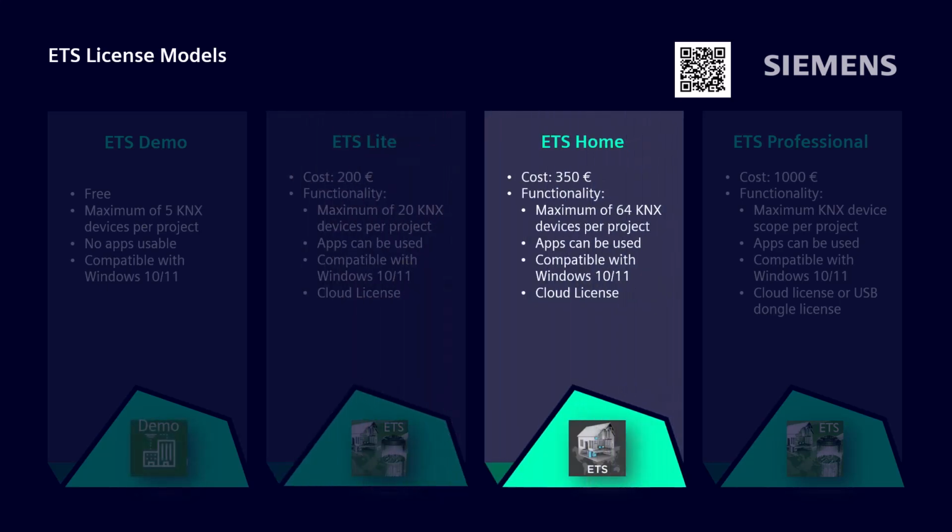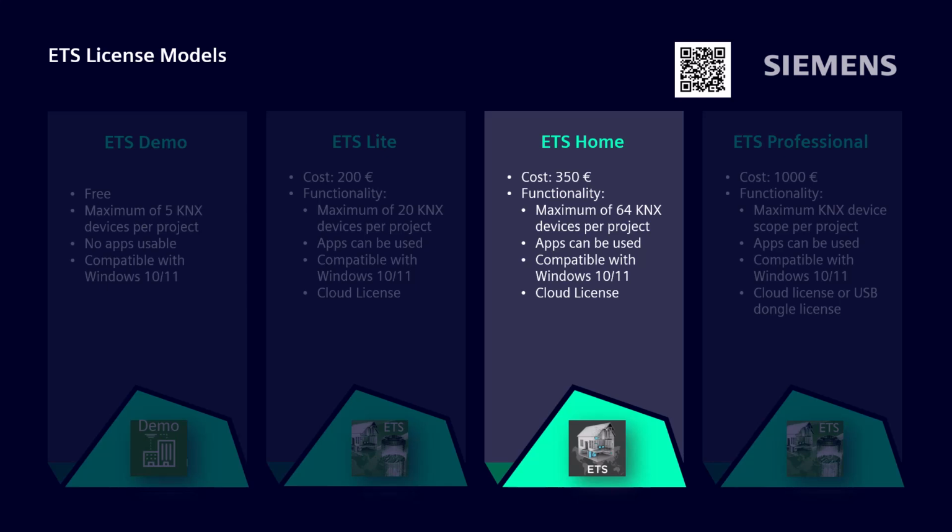The ETS Home version differs from the Lite version in 2 main ways. The price is €350, and up to 64 KNX devices can be integrated per project instead of 20. This version was developed by the KNX Association specifically for homeowners to provide a cost-effective solution for their own property. With the limit of 64 participants, many small to medium-sized projects can be implemented without any problems, a major advantage.